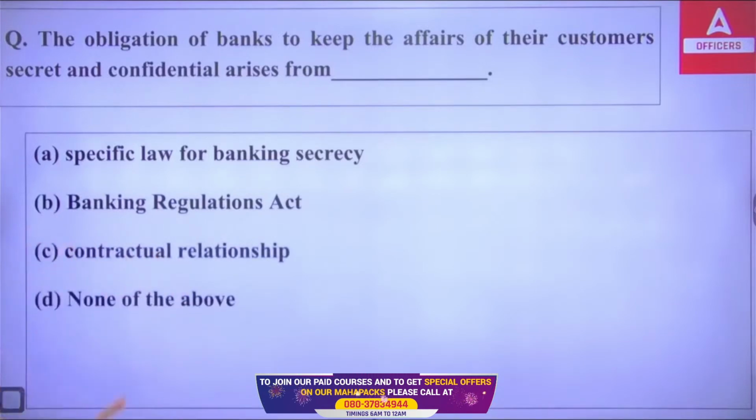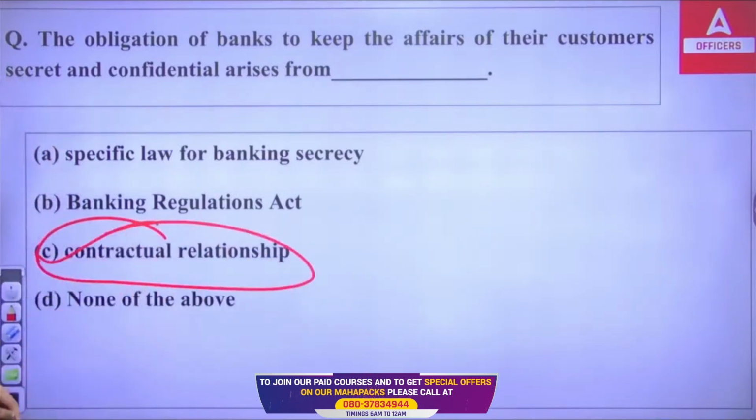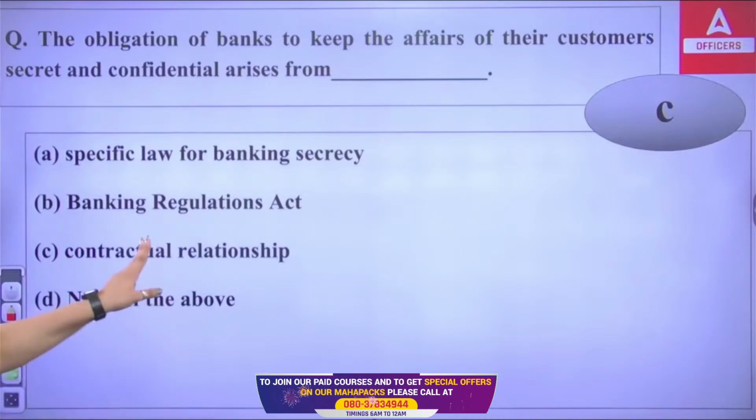So secrecy and confidentiality, the obligation of a bank towards the customer. Where does it come from? It simply comes from the contractual relationship the bank and customer have. So the right answer is, okay, the right answer will be C.